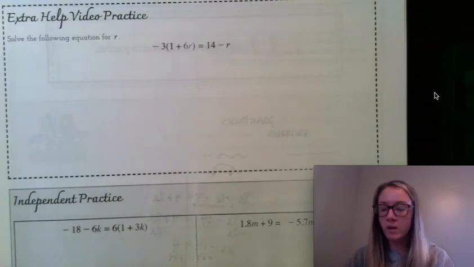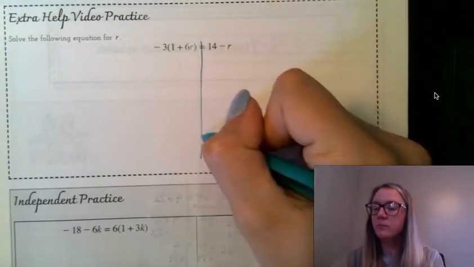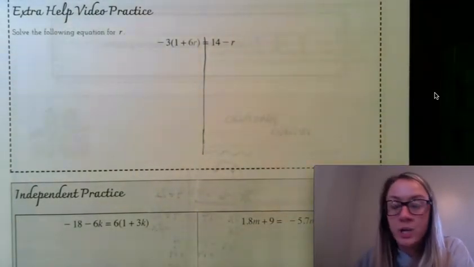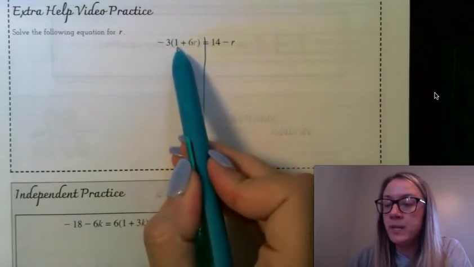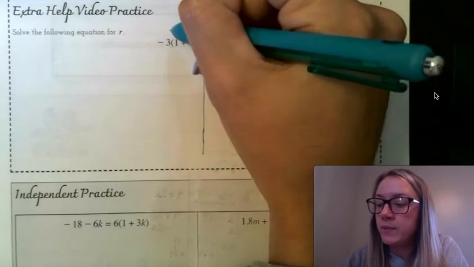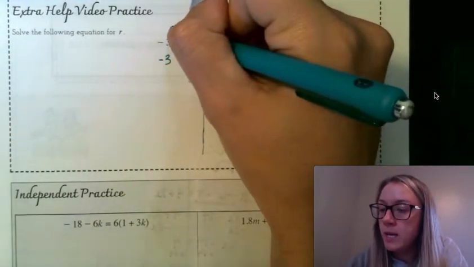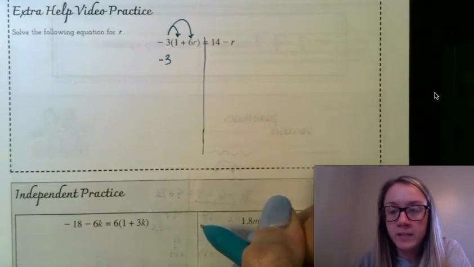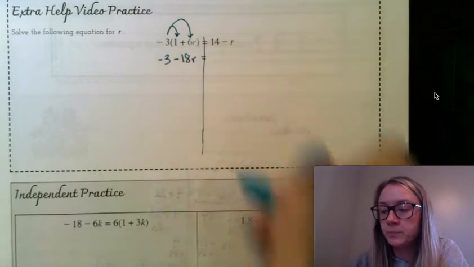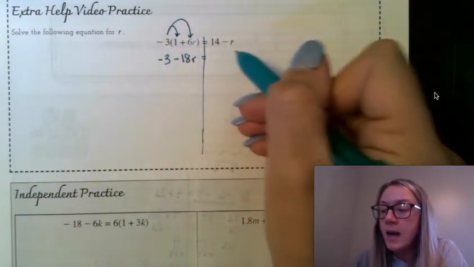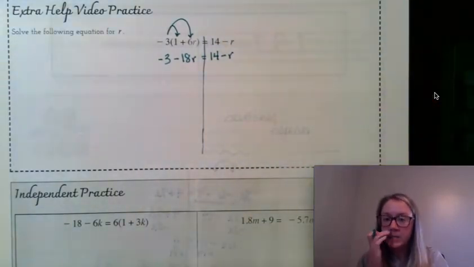So we need to make sure that we get r all by itself on one side alone so we can solve it. For this, I notice that there are parentheses, so I'm going to start by distributing my -3 to both in the parentheses. So -3 times a +1 is -3, and -3 times a +6r is -18r. On the right-hand side, there's no parentheses, so I'm just going to bring down what I have so that I can do the next step.